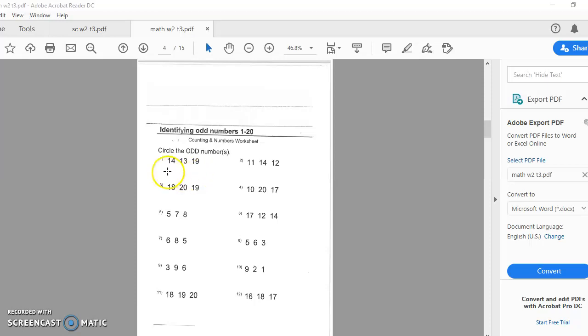Okay? So 14 is not an odd number. 13 is an odd number. 19 is an odd number. Okay, so you do that, you just circle the odd numbers. So you'll circle 13 and you will circle 19.